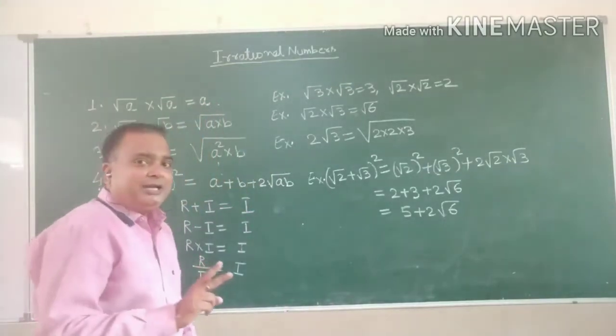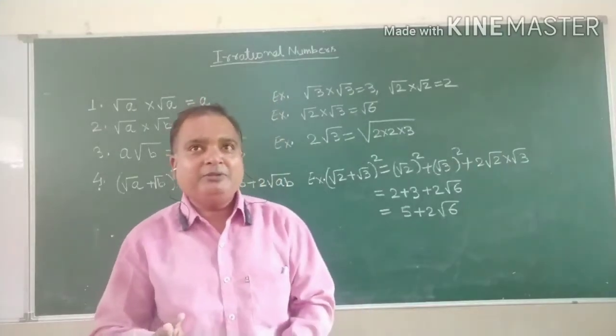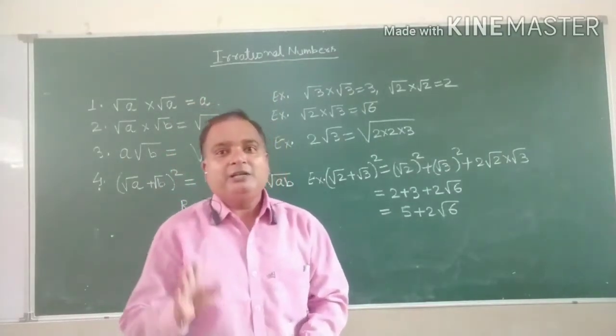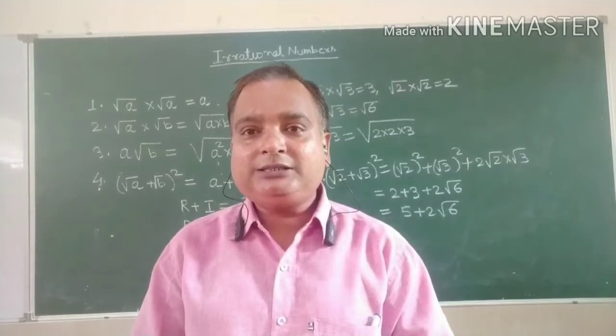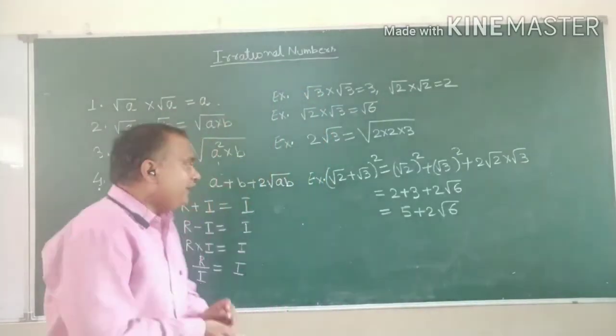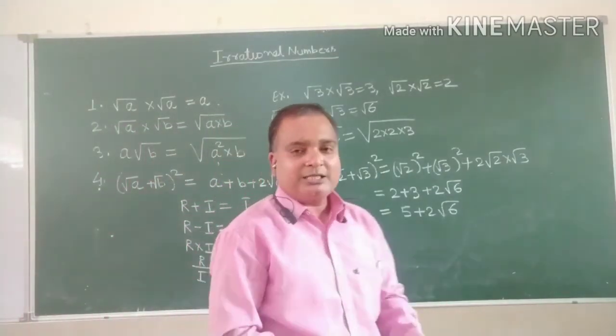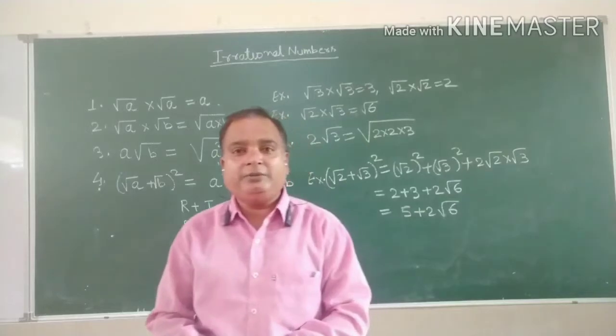Now, when we add two rational numbers like 2 and 3, the result will be 5. So we can say when we add two rational numbers, the resulting number is also rational. Same, if I multiply 2 into 3, then the result is 6. Again, the result is a rational number.